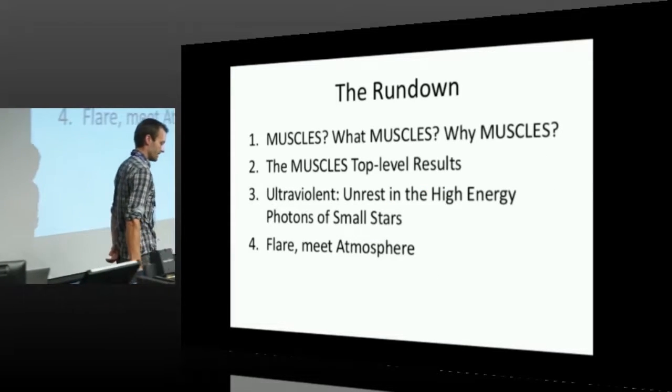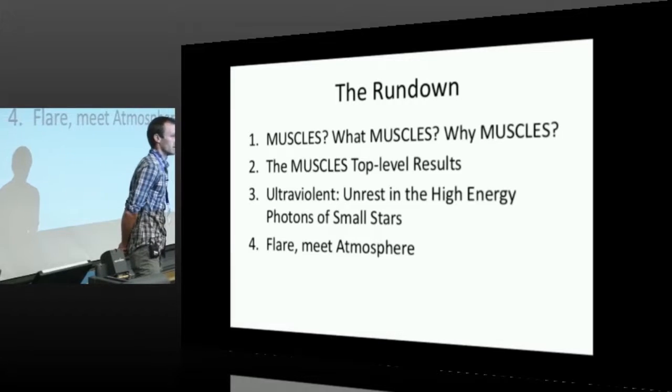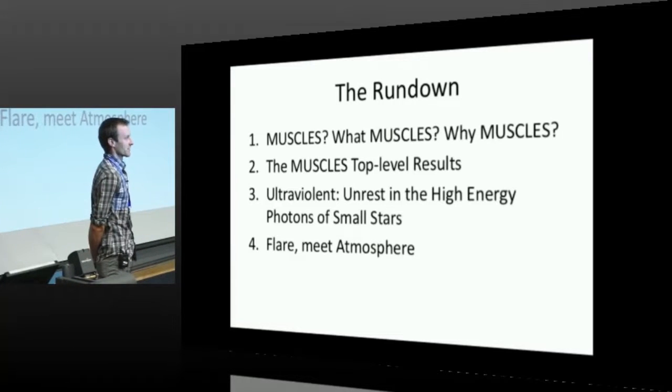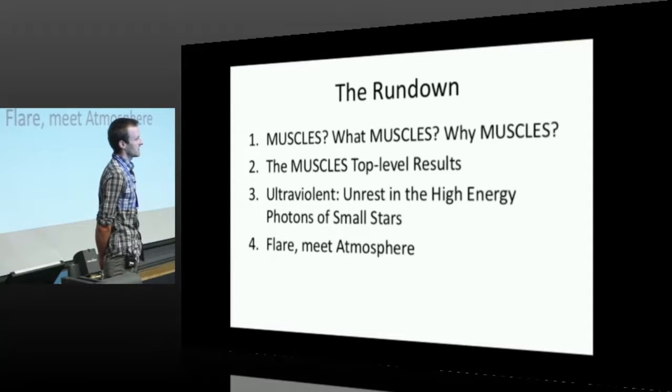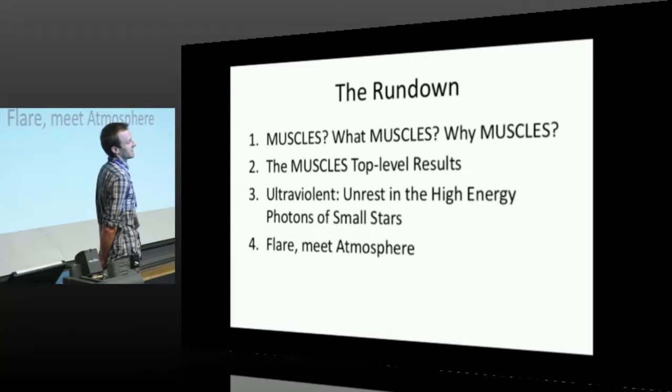OK, so first, here's how we're going to do it. I'm going to tell you about what MUSCLES is and why we undertook this survey. And then a quick little bit about spectra, and then we'll get into what I think is the most interesting, which is flares that we see in these data. And then a little brief overview of what some of the possible implications of those flares are for exoplanet atmospheres.